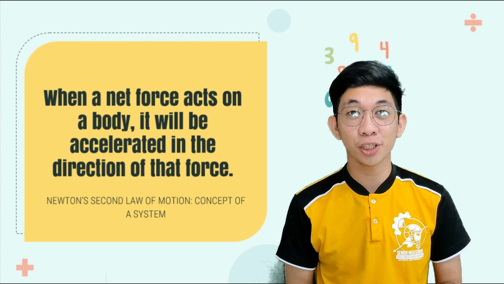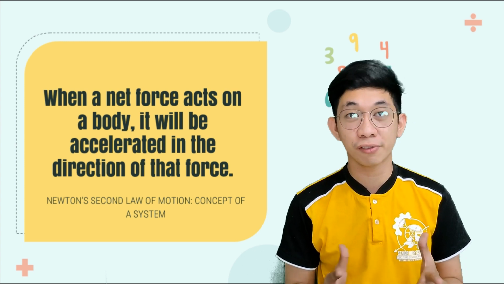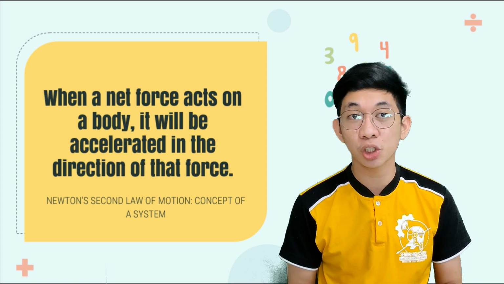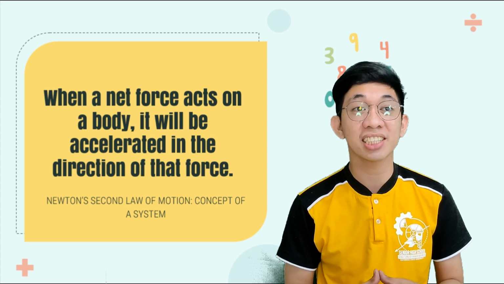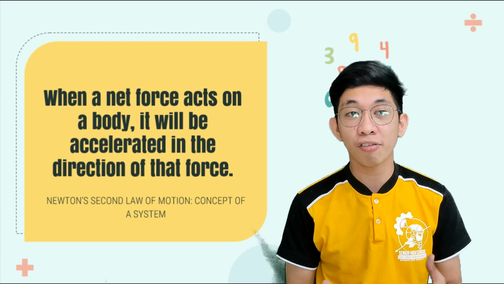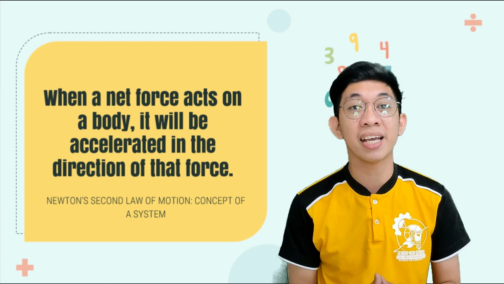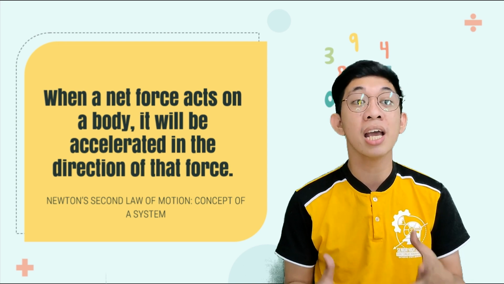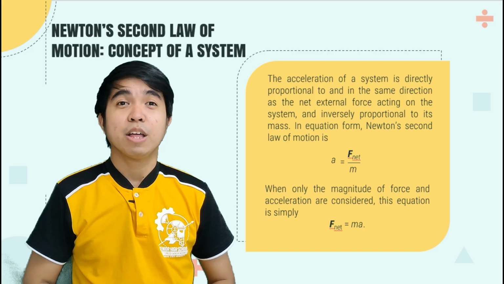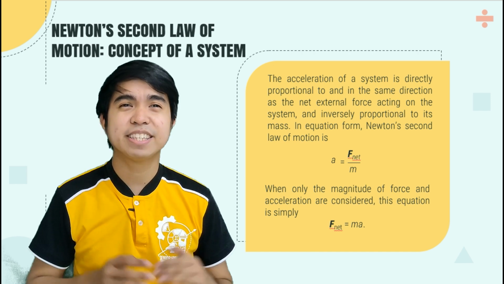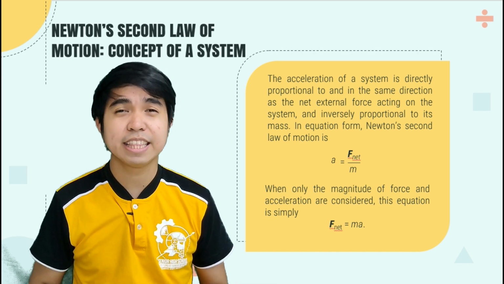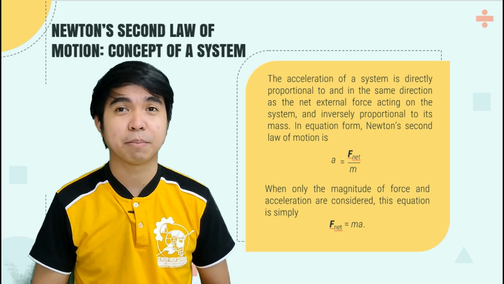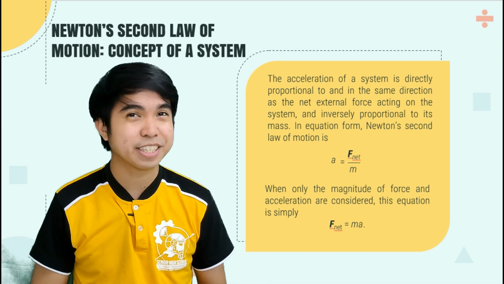Newton's second law of motion is closely related to Newton's first law of motion. It mathematically states the cause and effect relationship between force and changes in motion. Newton's second law of motion is more quantitative and is used extensively to calculate what happens in situations involving a force. The acceleration of a system is directly proportional to and in the same direction as the net external force acting on the system, and inversely proportional to its mass.